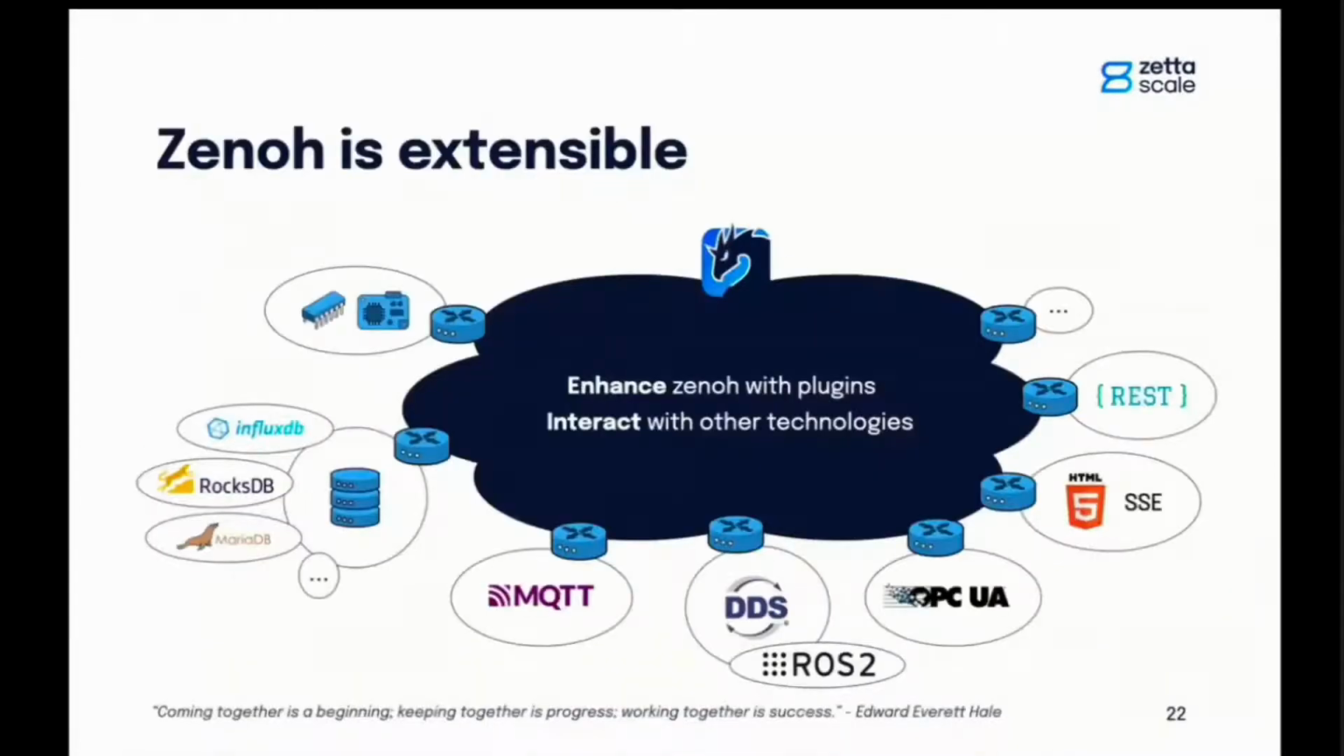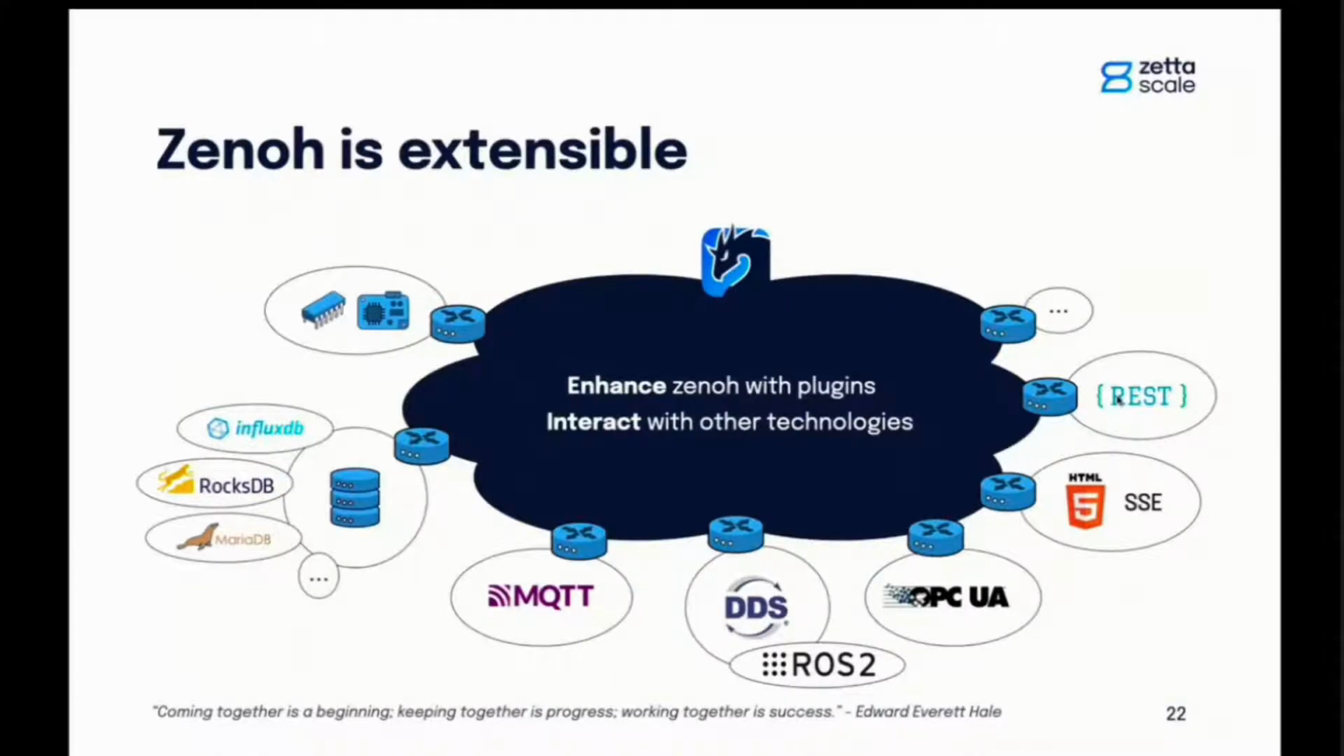Note that Zenoh does not implement storages itself, but in fact has a plugin system that can be plugged into each router and that can connect to external storage technologies like InfluxDB, RocksDB, or MariaDB. Zenoh plugins can also connect Zenoh to other, let's say, middleware or protocols like REST, for example. So every router by default embeds a REST plugin that allows you to access your data through a REST API.